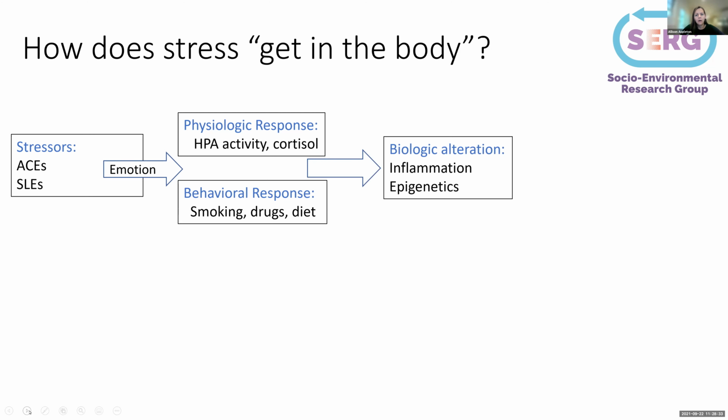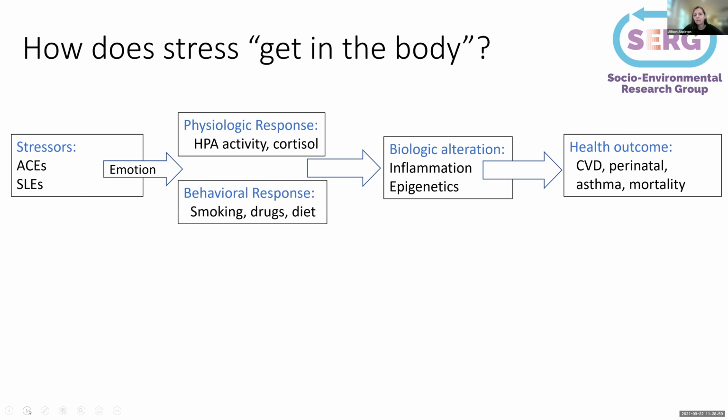But in turn, over time, what happens is the physiologic response and the behavioral responses from stress can affect our biology and in fact alter our biology in meaningful ways that can eventually give rise to health problems. So things like systemic inflammation, epigenetic alteration, higher blood pressures. I mean, there's a lot of different things that we could put in this biologic alteration box. These are just some examples.